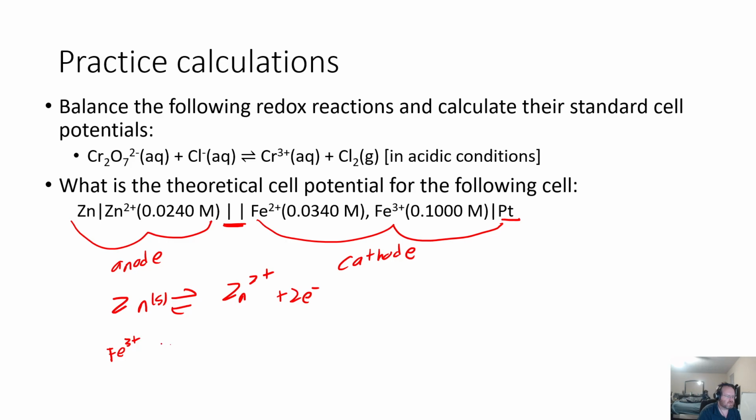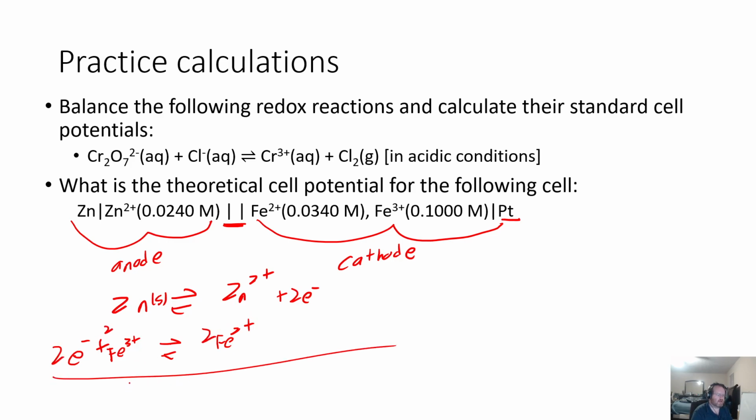So Fe3+ is in equilibrium with Fe2+, and so that'll gain an electron there. And now if we want to combine these two, we need to have a 2-electron exchange, which means we're going to double everything in the iron case. So we add these up. We get zinc solid plus 2 Fe3+ is in equilibrium with Zn2+ plus 2 Fe2+.